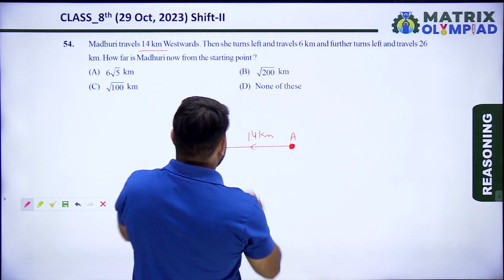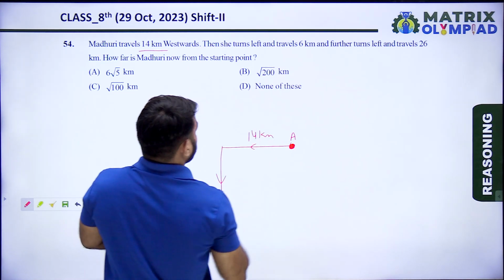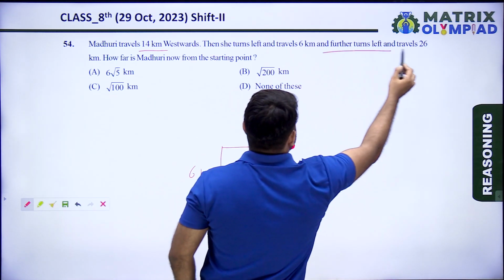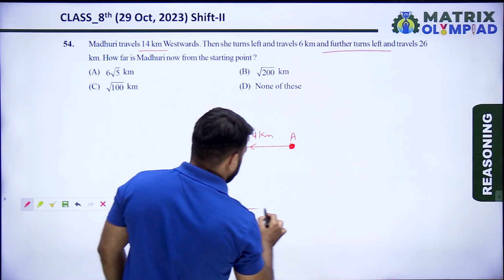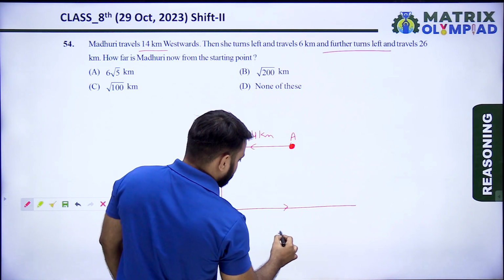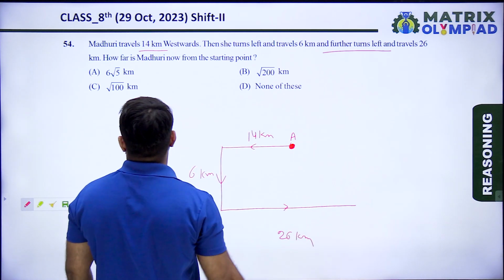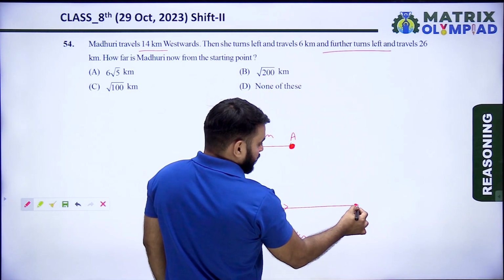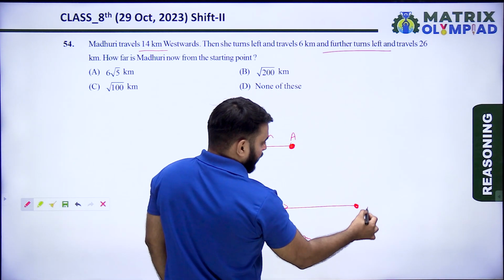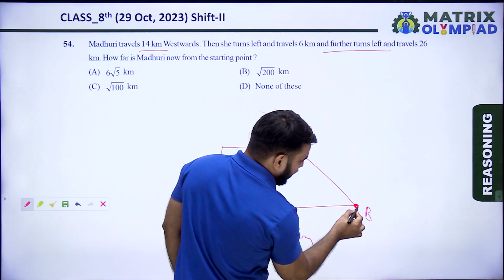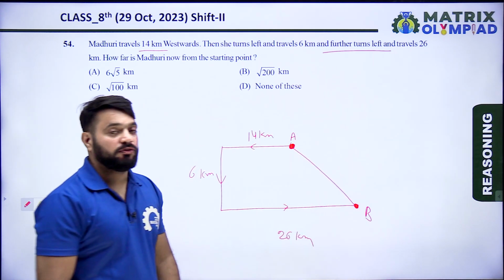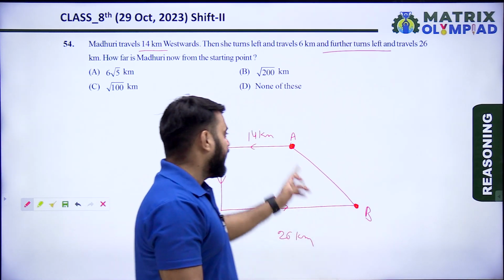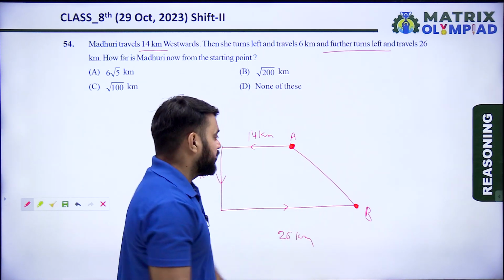Then she turns left and travels 6 km, and further turns left and travels 26 km. How far is Madhuri now from the starting point? So A, B. Find the distance between A and B. A is the starting point of Madhuri and B is the end point of Madhuri. So find the distance between the initial point and the end point.